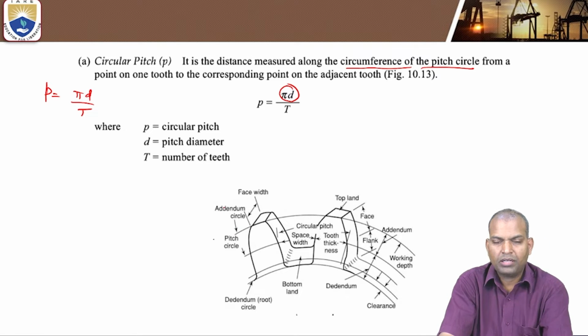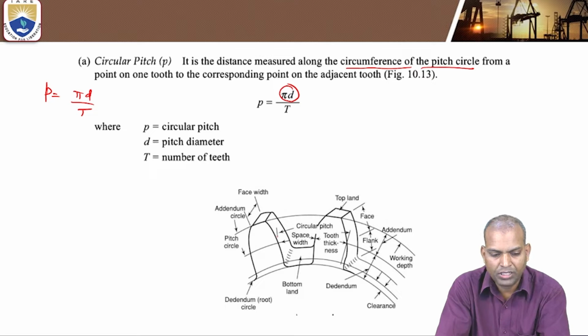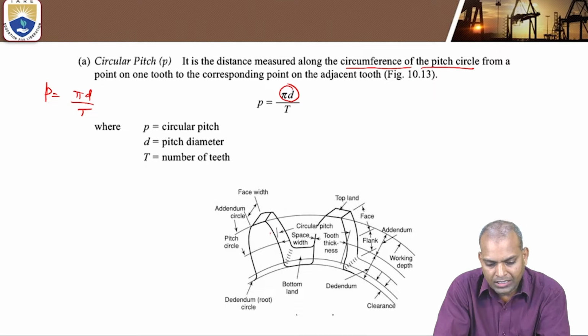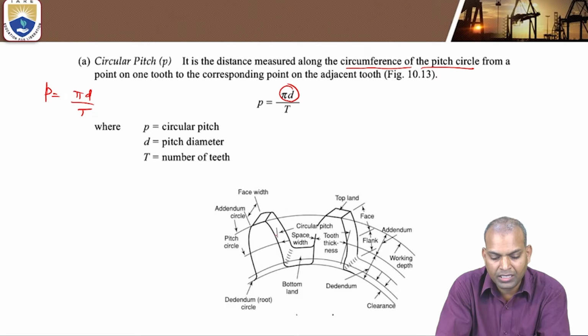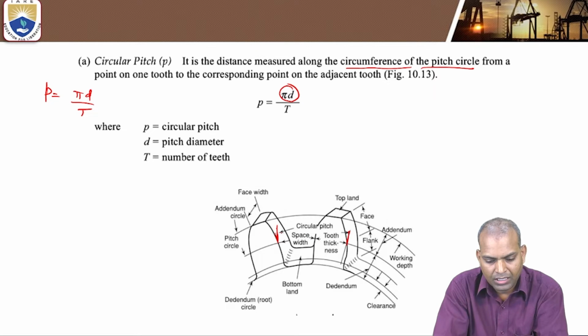Here in this diagram, we can see what circular pitch is. Another meaning is the distance measured between two adjacent sides of teeth, from one tooth to another. This is one adjacent tooth, this is another. The distance between these is known as circular pitch.